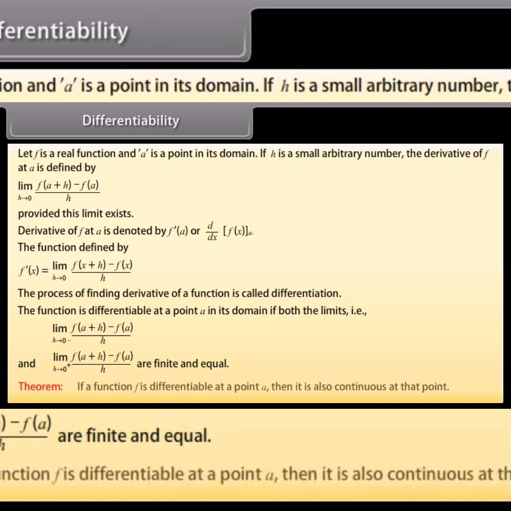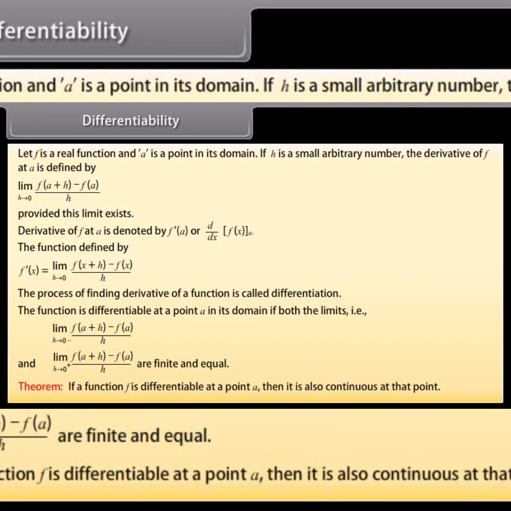Theorem. If a function f is differentiable at a point a, then it is also continuous at that point.